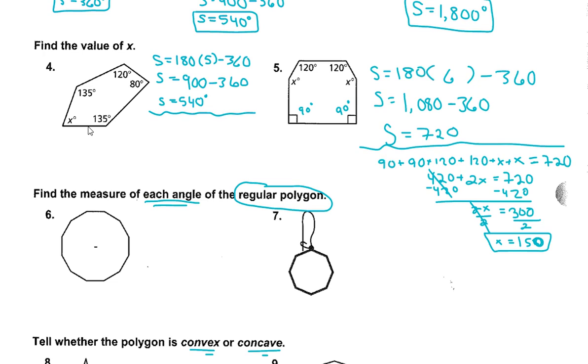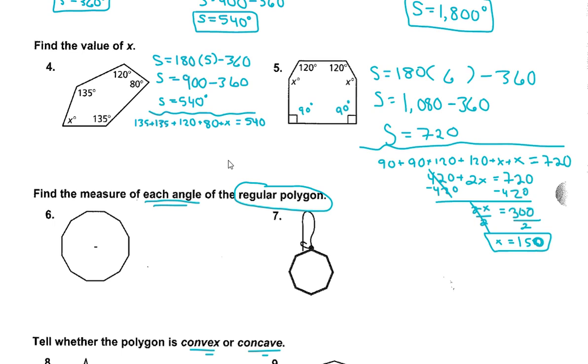If you were to add up all of these angles, we should get 540 degrees. Of course, we don't know what this one is, so I'm going to set up an equation. I've got 135 plus another 135 plus 120, another angle there, and plus another angle, 80 degrees. And then I don't know the last one, so I'll say plus x. This measure is x degrees, and then they should all add up to 540. That interior angle sum is 540.